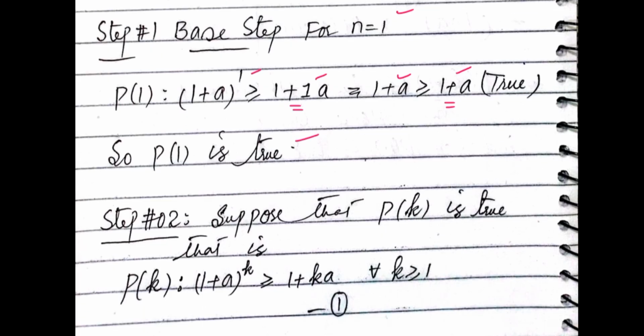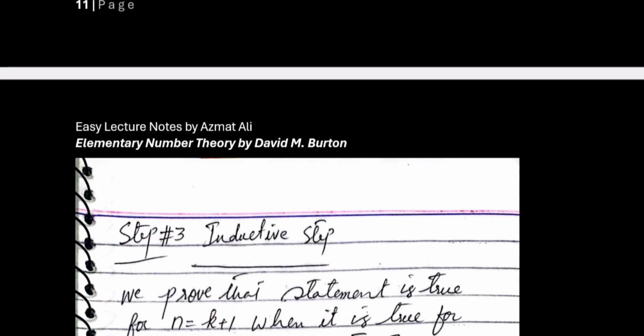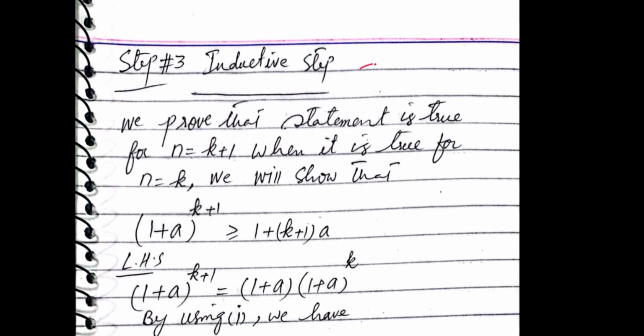Next we move toward the second step of mathematical induction. Suppose the statement is true for n is equal to k, that is Pk is true, that is (1 plus a) whole power k is bigger than or equal to 1 plus ka for all k greater than or equal to 1. In the third step, that is the inductive step, we prove that the statement is true for n is equal to k plus 1. When it is true for n is equal to k, we will show that the statement for n is equal to k plus 1 holds, meaning we will show (1 plus a) whole power k plus 1 is greater than or equal to 1 plus (k plus 1)a.